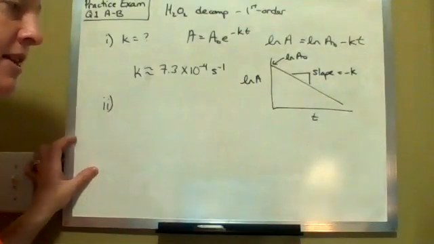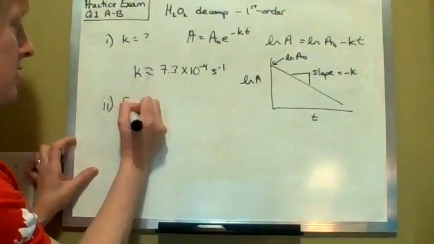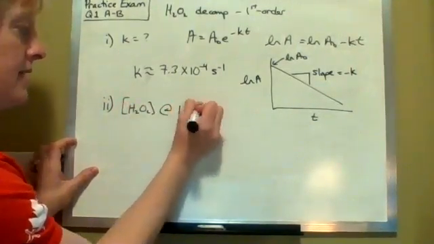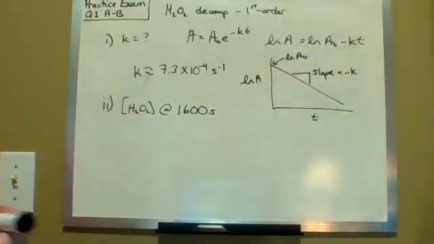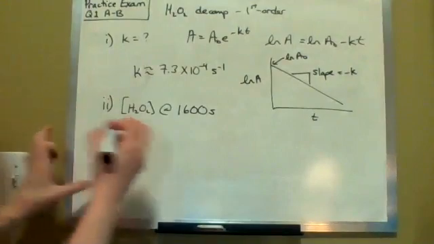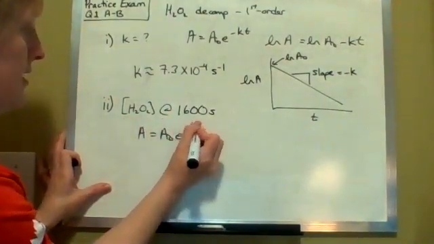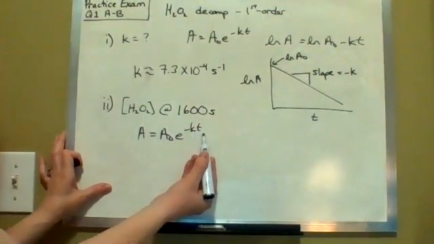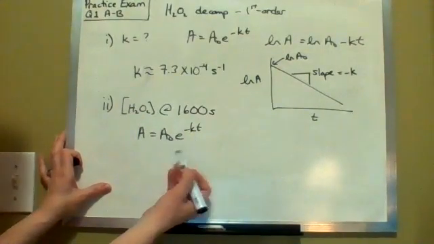Now, part 2. This case is asking you to find the concentration of peroxide at 1600 seconds. So you know what your k is. You can easily just go ahead and find A using this equation, knowing the k that you calculated right above. Your time is 1600 seconds. A naught is 2.32 molar. That's straight out of the table.